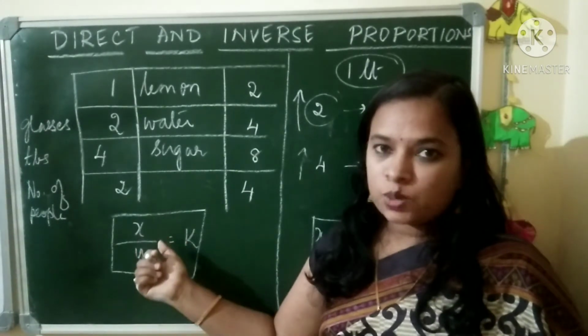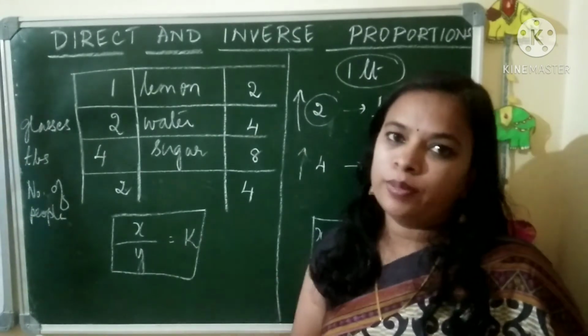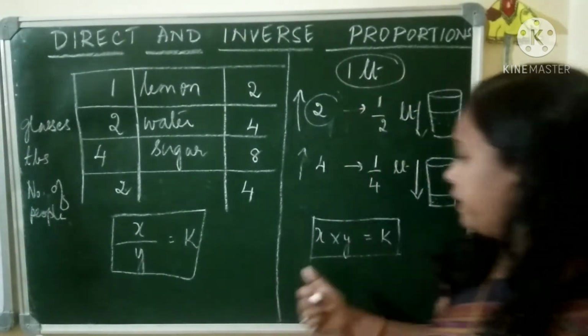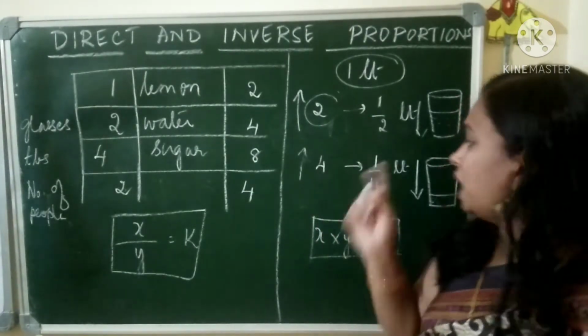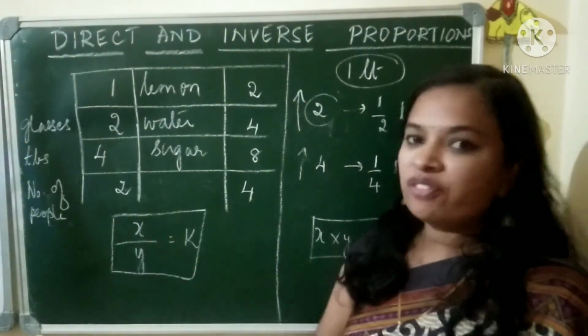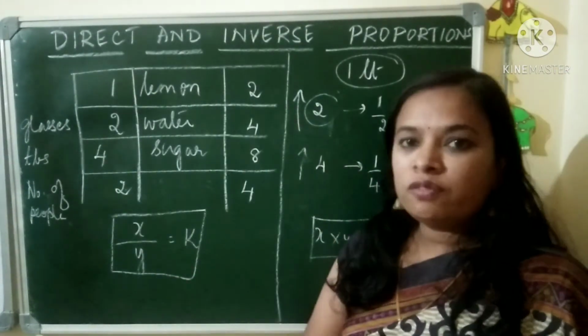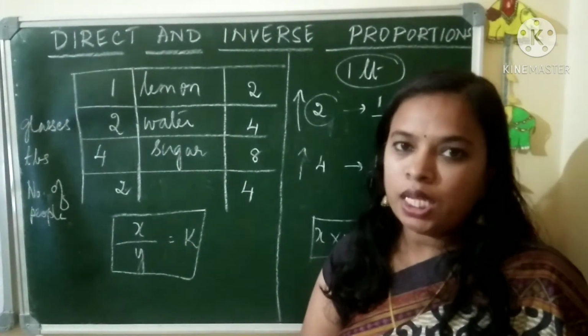So in that case, what you need to do is divide both and they will be equal to a constant. And in this case, if there is an increase in one quantity, there is a decrease in the other quantity. Here if you are going to prepare for 10 people, the number of lemons should be increased. Water, sugar, everything is getting increased.